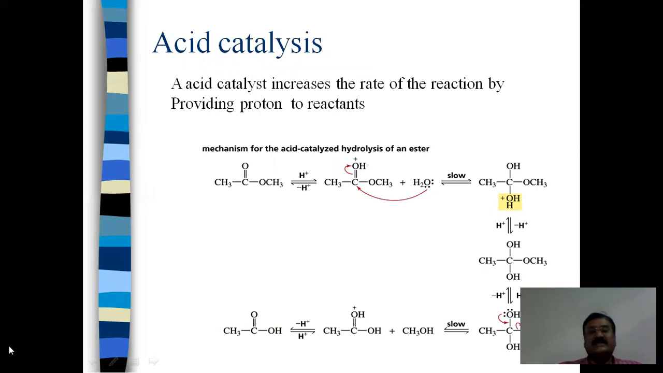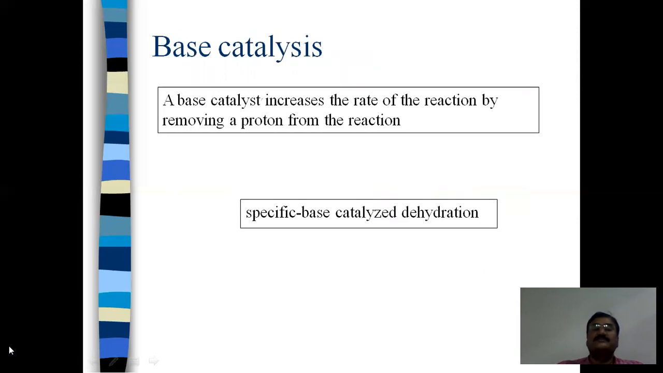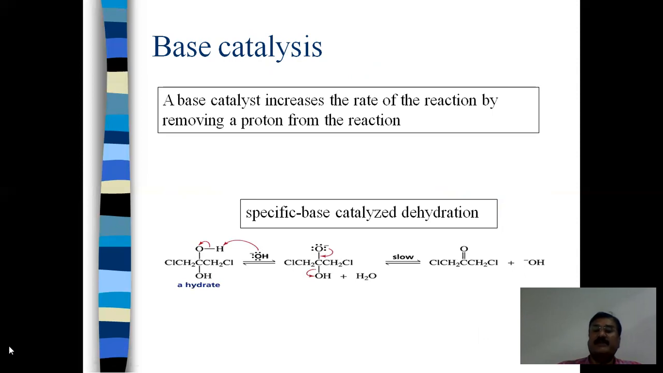Next one is acid catalysis. An acid catalyst increases the rate of reaction by providing a proton to the reaction. This is an example shown by the mechanism. In this reaction, H+ ions, that is protons, are provided and the rate of reaction is increased. Base catalysis. A base catalyst increases the rate of reaction by removing a proton from the reaction. This is specific base catalyzed dehydration.